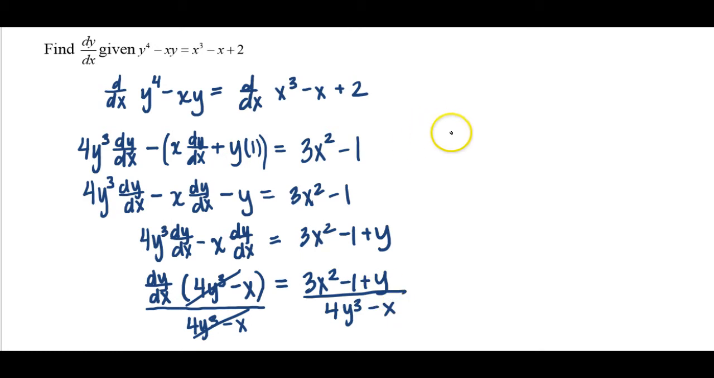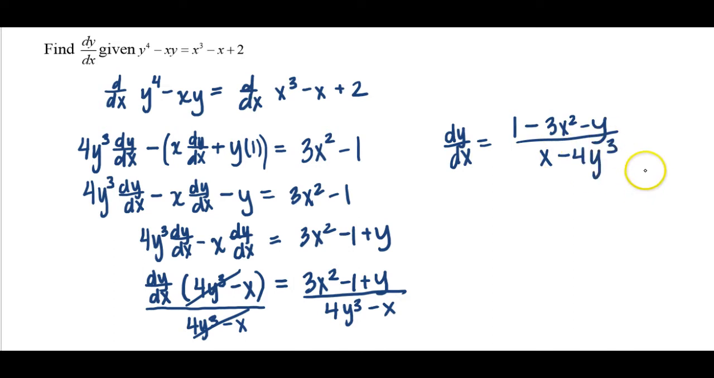Now, what I'm going to do right now is write the answer in a different way and then talk about why I did that. Sometimes this is a multiple choice question and students get this as their answer, 3x squared minus 1 plus y over 4y cubed minus x, and then they look to the answer choices and they don't see their exact answer, they see this one here. So I want to talk about what's really happening between these two answers.